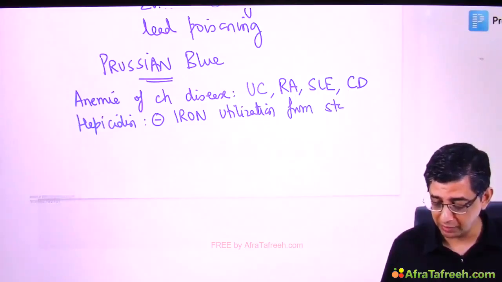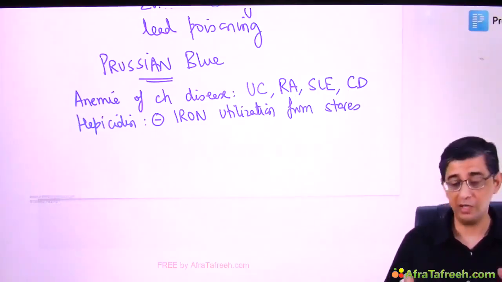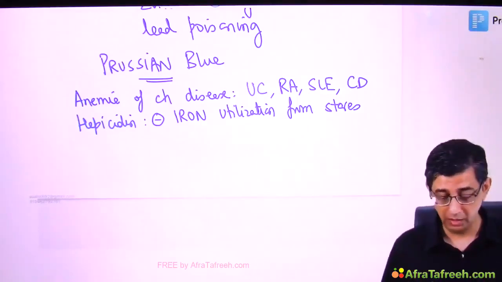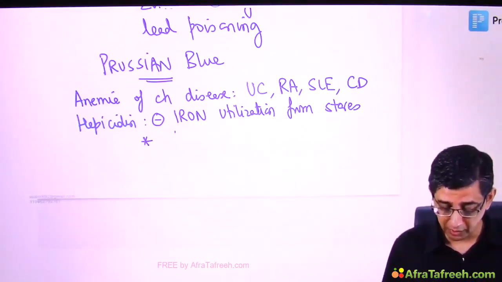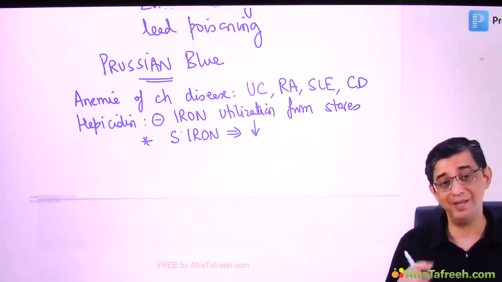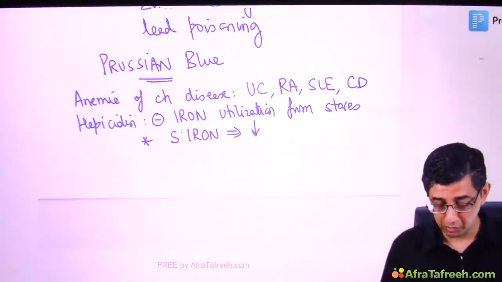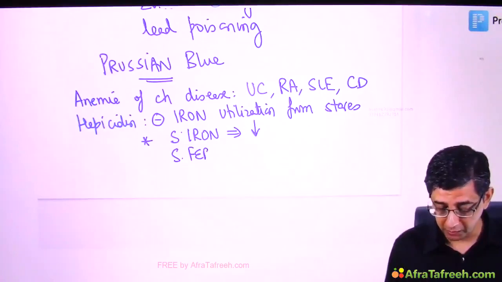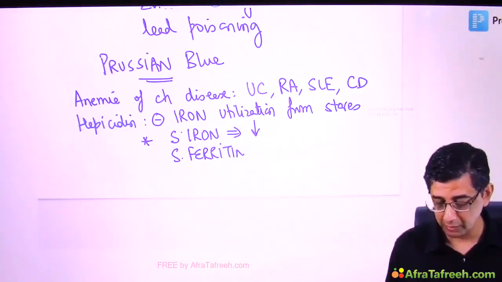You see, the stores are the ferritin stores that I'm talking about. So iron is not going to be able to come out of it. Therefore, first focus on the word inhibition of iron utilization. So serum iron in the body of these patients will be lesser. Why lesser? Because it's not going to be able to come out. Therefore the stores will remain unutilized. I repeat, the stores, the serum ferritin, will remain unutilized.